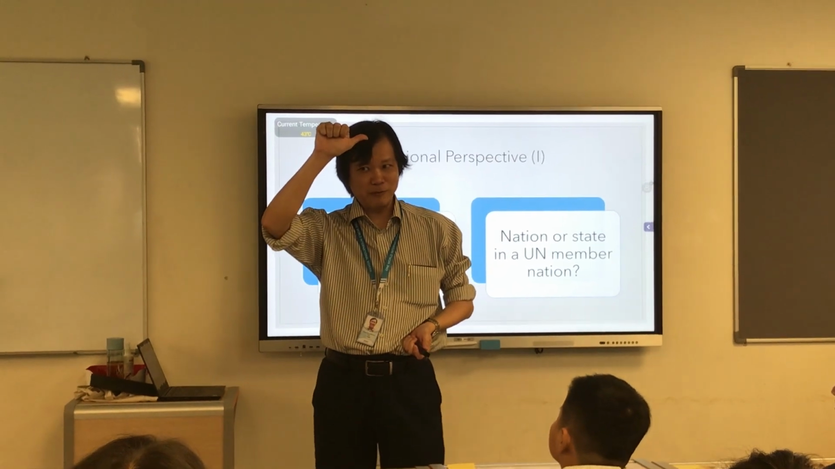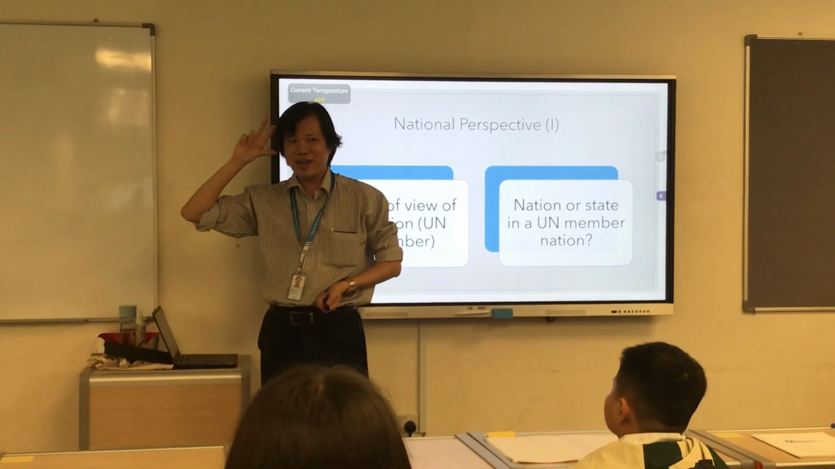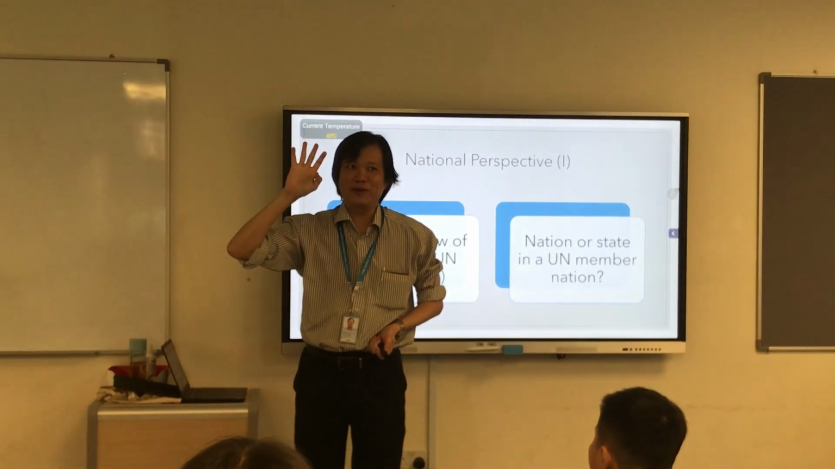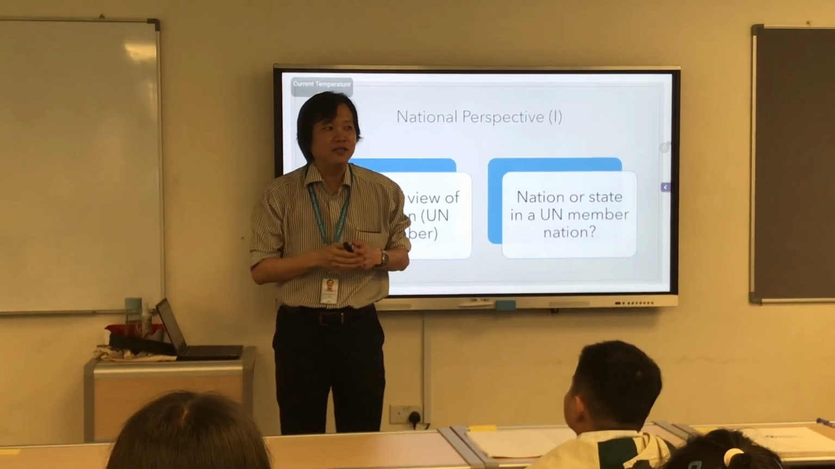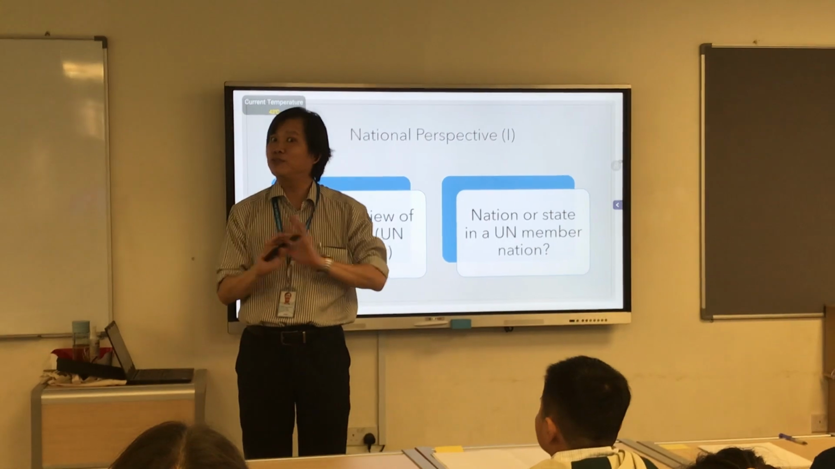Does it have its own government? Yes. Does it have its own army? Yes. Does it have its own banks? Yes. It also has its own flag. So think about it. Taiwan is basically a nation that is not recognized by the United Nations.